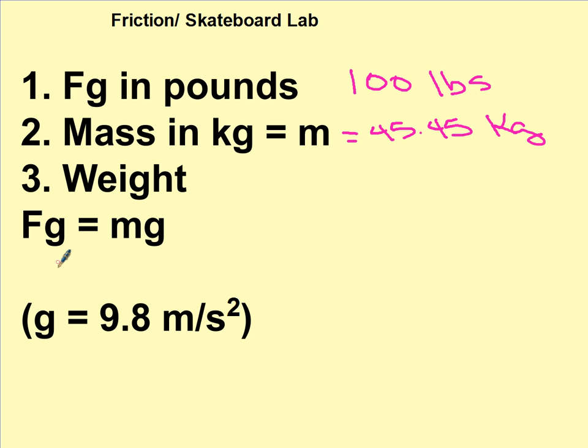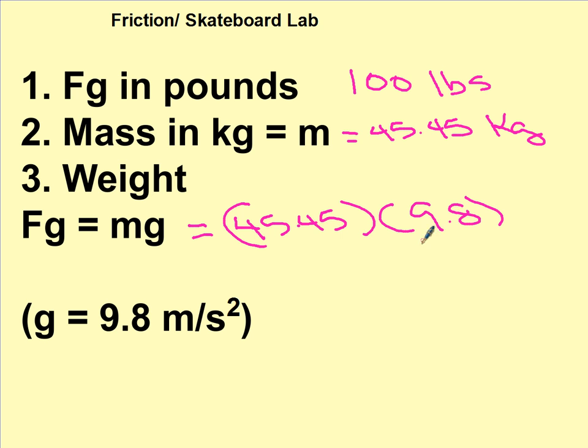The weight is Fg in newtons. So I'm going to take my mass in kilograms, which is 45.45 kilograms, and multiply that by gravity, which is 9.8 meters per second squared. And I find that if I weigh 100 pounds, that really is 445.45 newtons. So the first thing I want you to do is convert your weight from pounds to newtons.